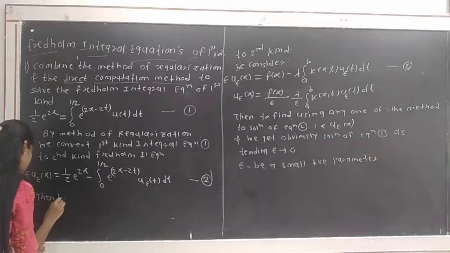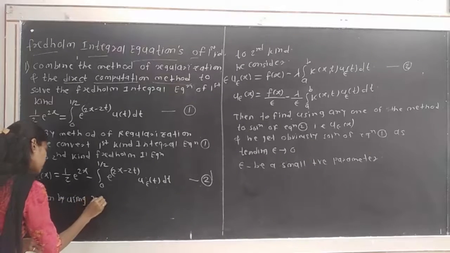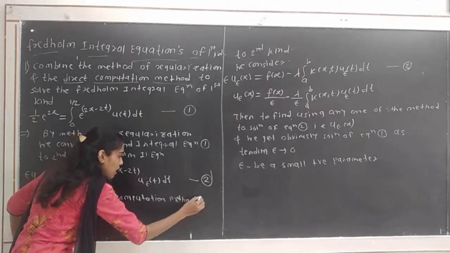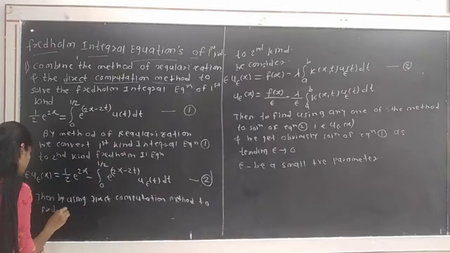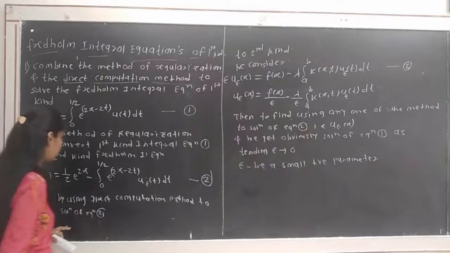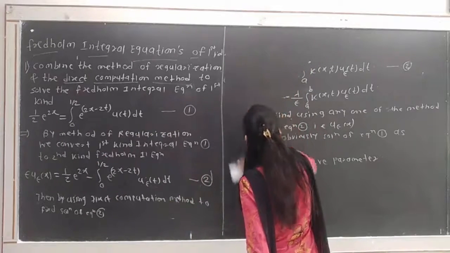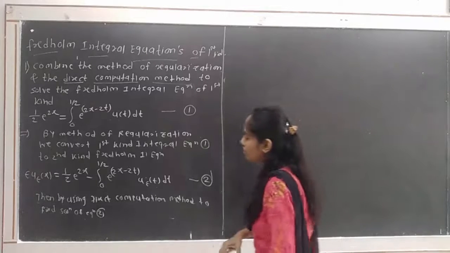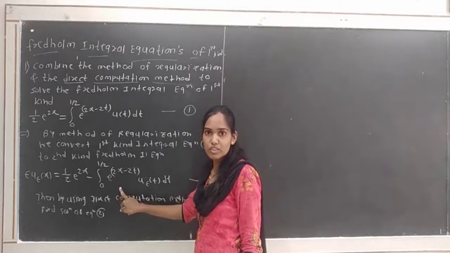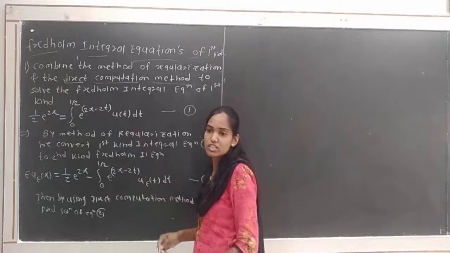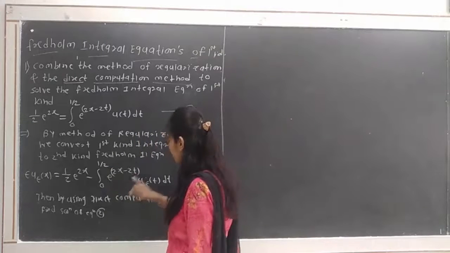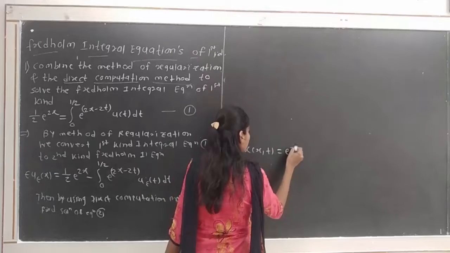Then by using the direct computation method to find the solution of equation number 2, that is the integral equation of second kind. If we observe again, for using the direct computation method, the condition is that the given Fredholm integral equation is a non-homogeneous Fredholm integral equation, and we can also use it for homogeneous equations, and also the condition is that the kernel k of xt is of separable form. Here kernel k of xt will be e raised to 2x minus 2t.